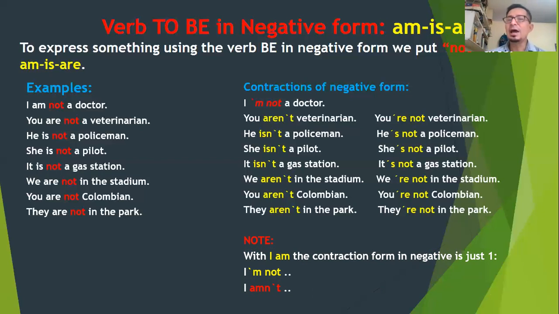With I am, the contraction form in negative is just one: I'm not. That's all. This is the contraction. It's incorrect to say "I amn't", it's incorrect.